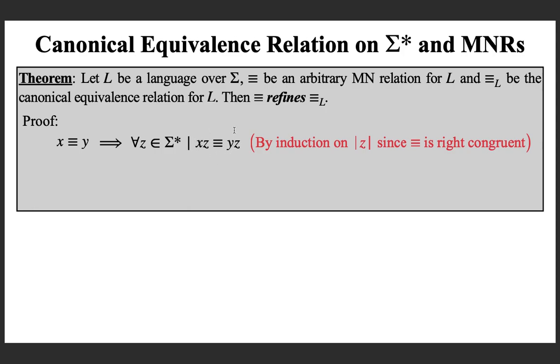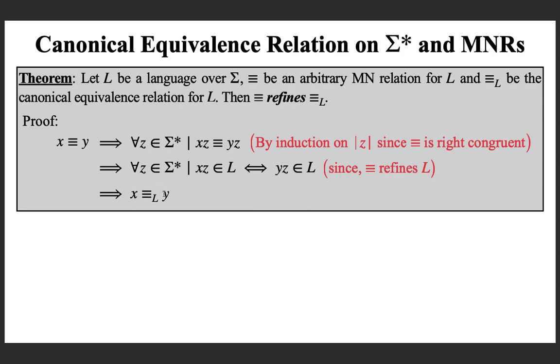Now, if you apply the refinement property of the MN relation, that is, the MN relation refines the language, you know that whenever xz and yz are related, then either both are in the language or both are not in the language. And this is for all z. Now carefully look at what we are saying here. For all z, when you append z to both x and y, the resulting strings are both in the language or both not in the language. This is exactly what is defined as the canonical relation. So we are getting that x and y are related by the canonical equivalence relation.